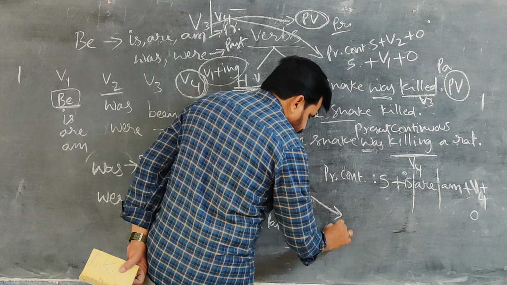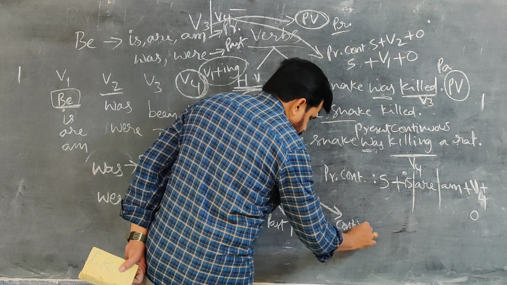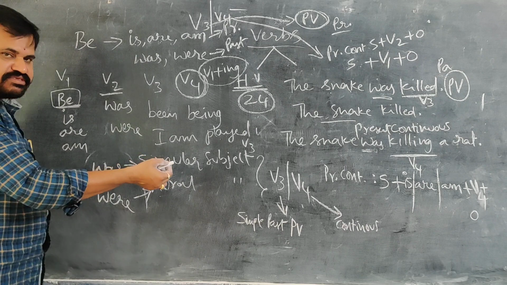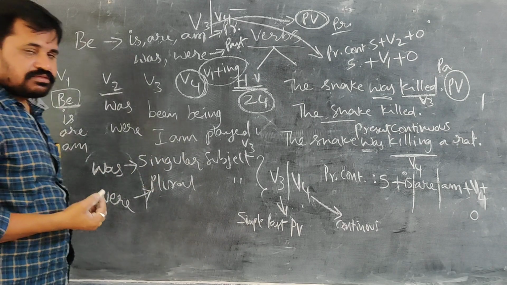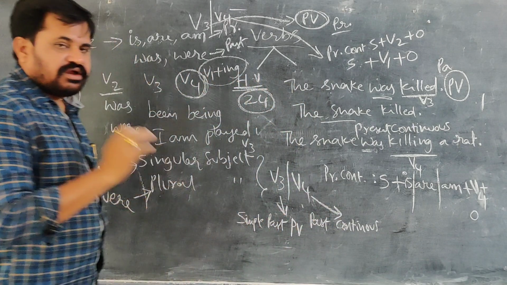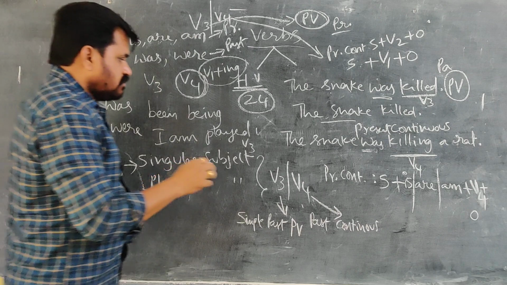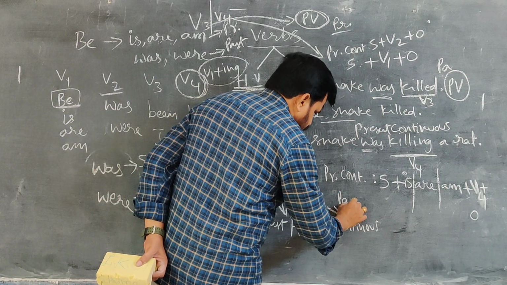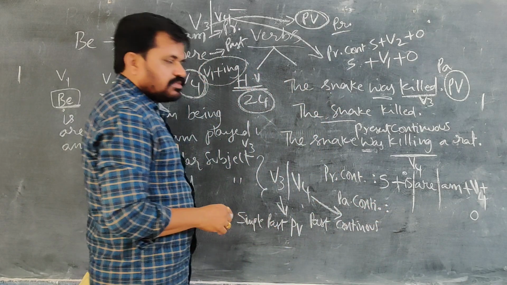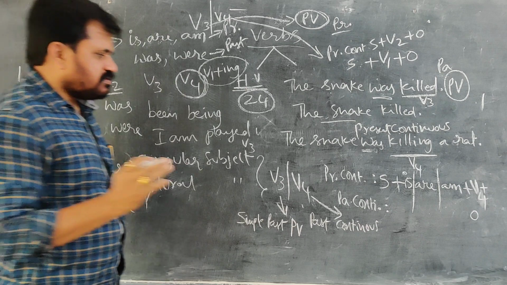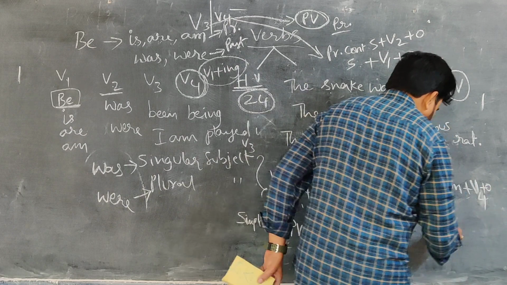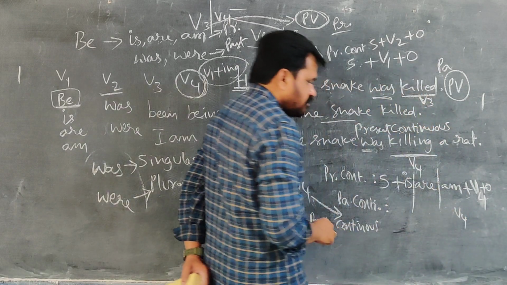V4 indicates continuous. After was or were we use V4. Was and were indicate past tense, so it is past continuous tense. Past continuous tense. Here again we write the past continuous tense structure. Continuous means, as I already said, V4. We have to remember V4.